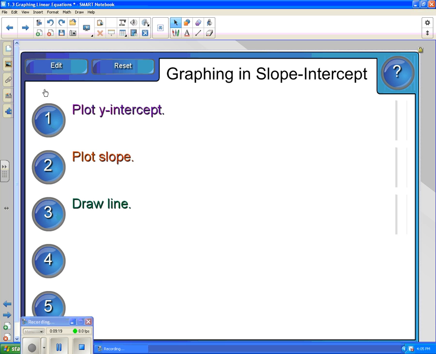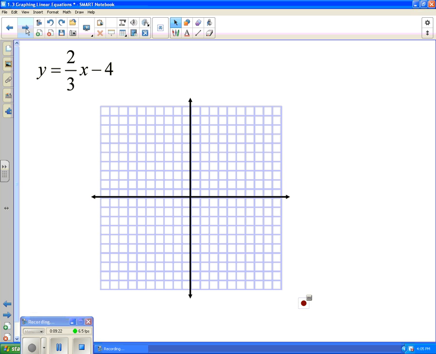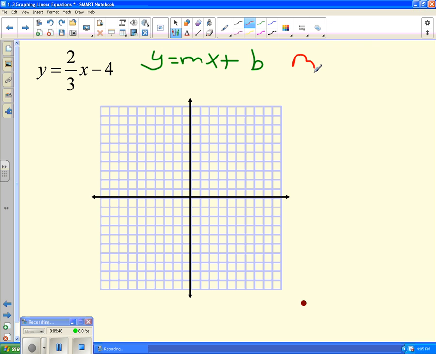Here I've got y equals 2/3 x minus 4. Let's look at the general form for slope-intercept. I've got y equals mx plus b. Remember, if it's solved for y, all you have to do is find the coefficient of x for your slope, and the y-intercept will be the constant term. So if I look over here, my coefficient for x is 2/3. So that means my slope will be 2/3, 2 over 3.